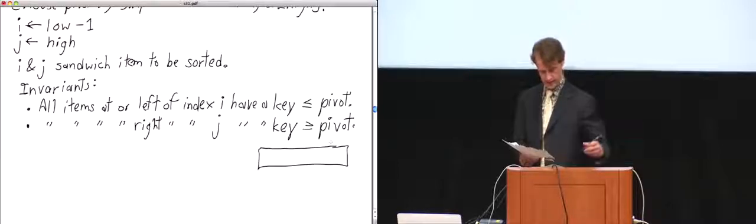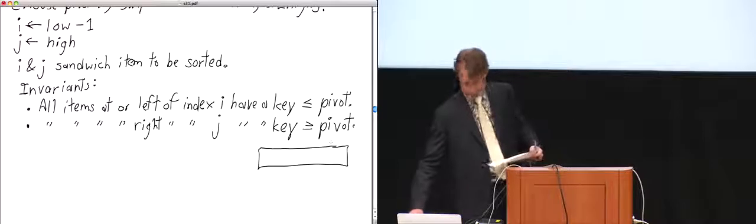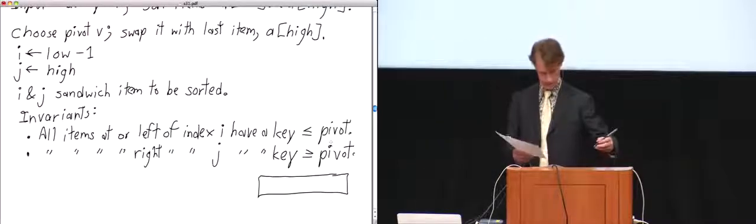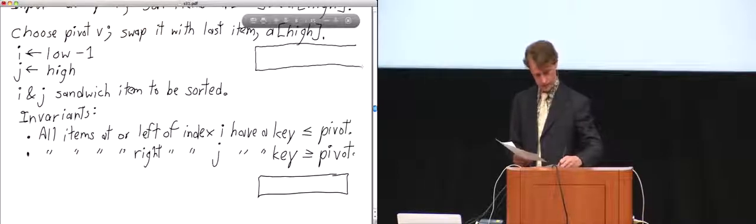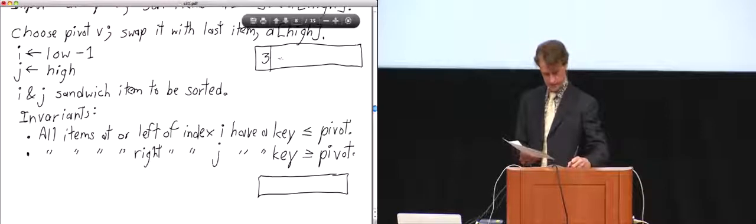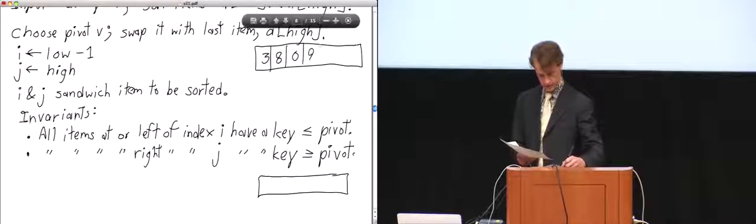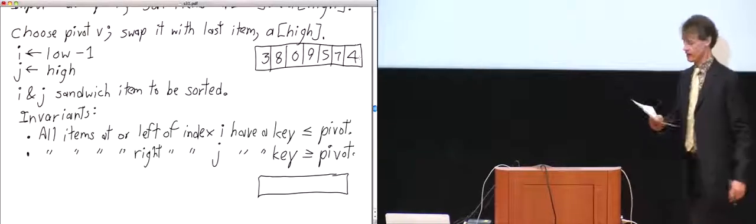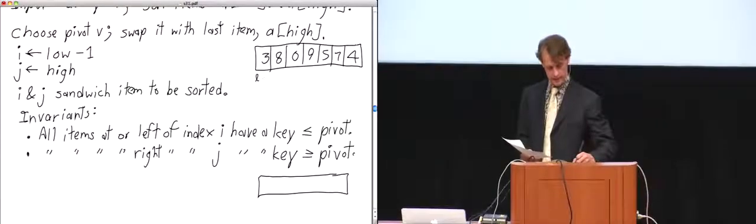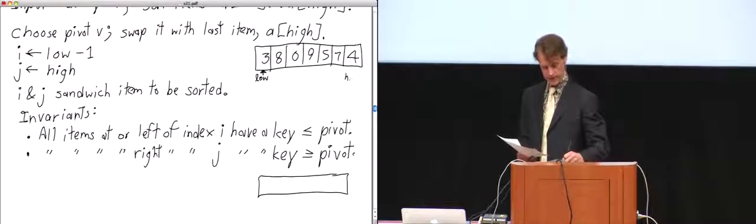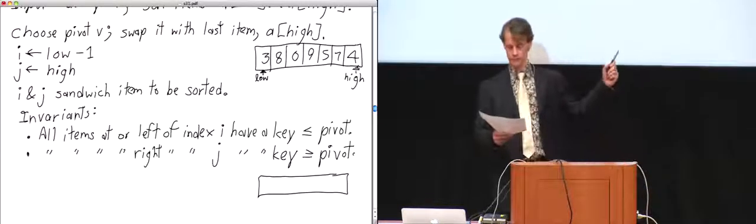So let me demonstrate this now. Actually, let me draw that higher. Suppose that the array that I want to sort looks like this: 3, 8, 0, 9, 5, 7, 4. The index low is the index of this array element here, the 3. The index high is the index of this array element here, the 4.